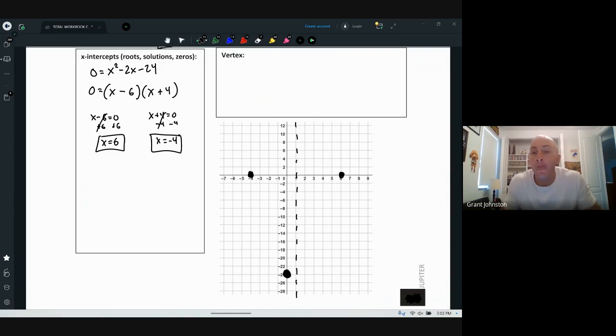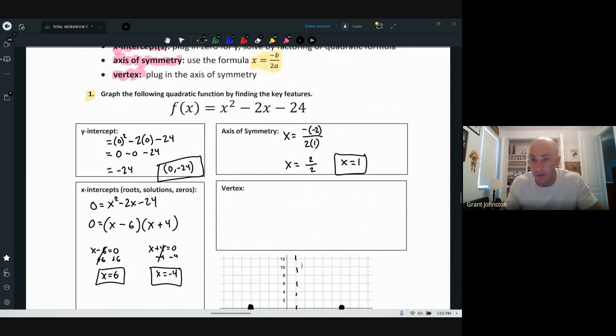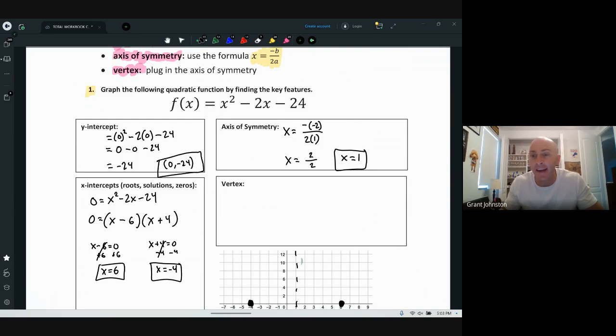But now the question is, where's the vertex? Where on the axis of symmetry is the vertex? It obviously wouldn't make sense to be up here, right? That makes no sense. It's going to be down below somewhere, probably lower than the y-intercept, if we're going to make that parabola. So in order to get the location of the vertex, we have to plug in the axis of symmetry, because the vertex is on the axis of symmetry. The x value of the vertex is the axis of symmetry.